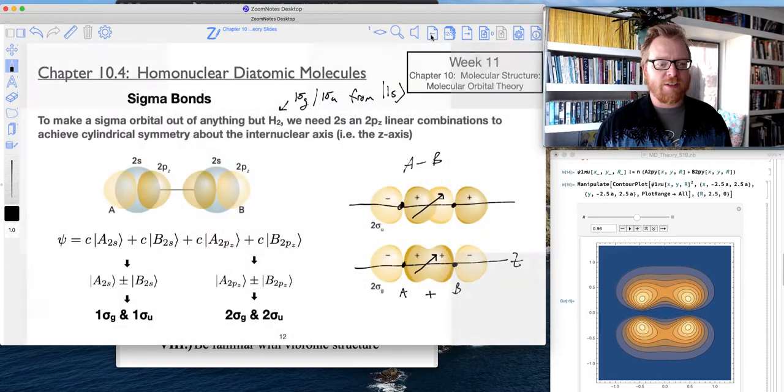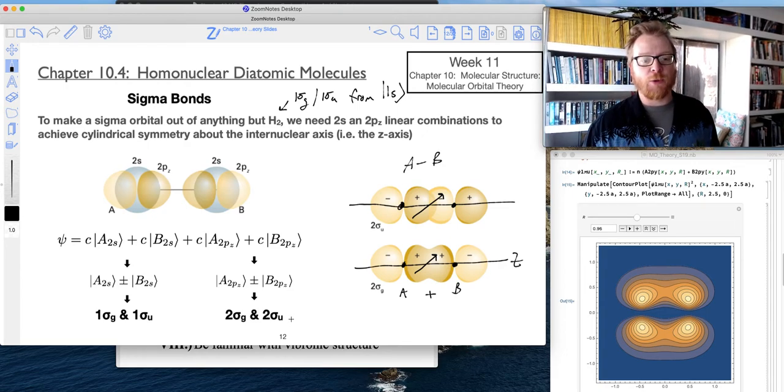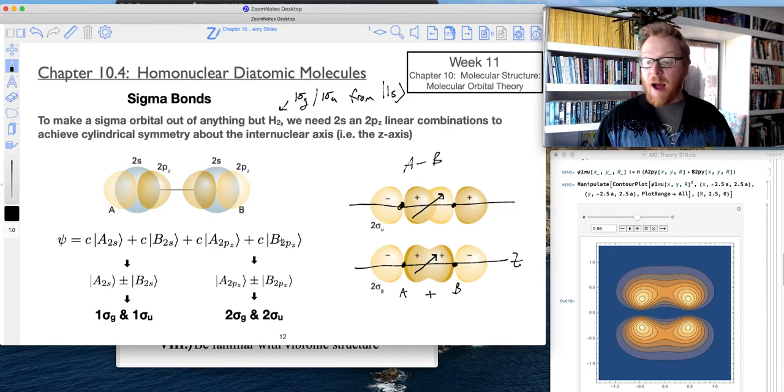So when we started this discussion, we were talking about how when we start mixing 2s and 2pz orbitals, they make two separate sets, right? This set, when the 2s orbitals mix, makes the 1 sigma g and the 1 sigma u, and this set, when the 2pz orbitals mix, makes the 2 sigma g and the 2 sigma u. And of course, when you use the 2px and 2py, that's where we start making pi bonds, which you can see I've got right here on my Mathematica simulation.